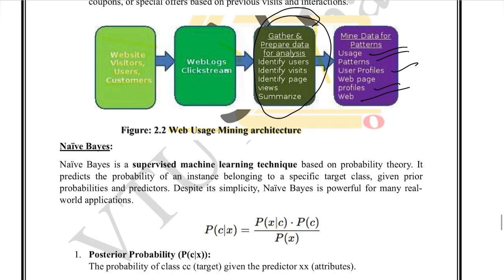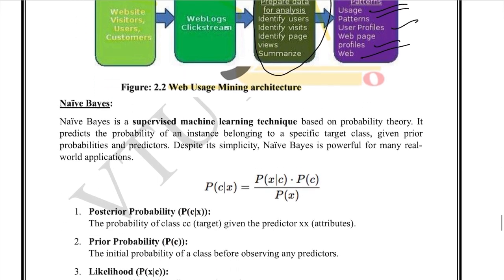Then next you have the naive Bayes algorithm. Naive Bayes is a supervised machine learning algorithm, which is mainly based on probability theory. Okay. It predicts the probability of an instance belonging to a specific class given prior probabilities and the predictors. So what is my formula? P(C|X) = P(X|C) × P(C) / P(X).